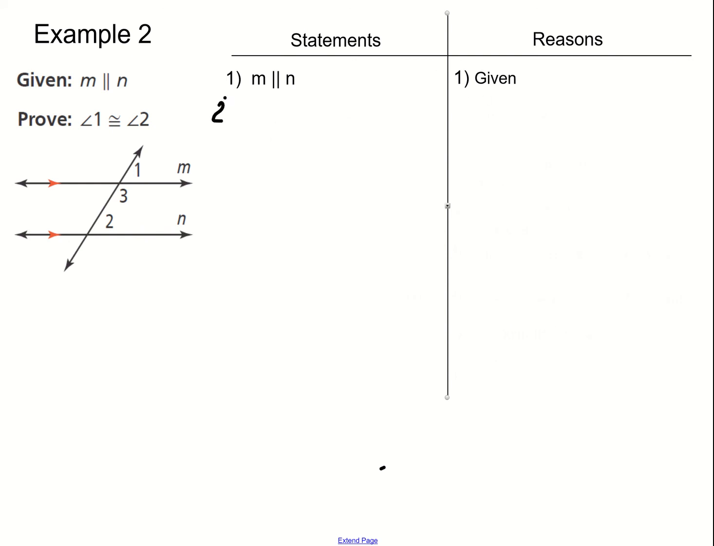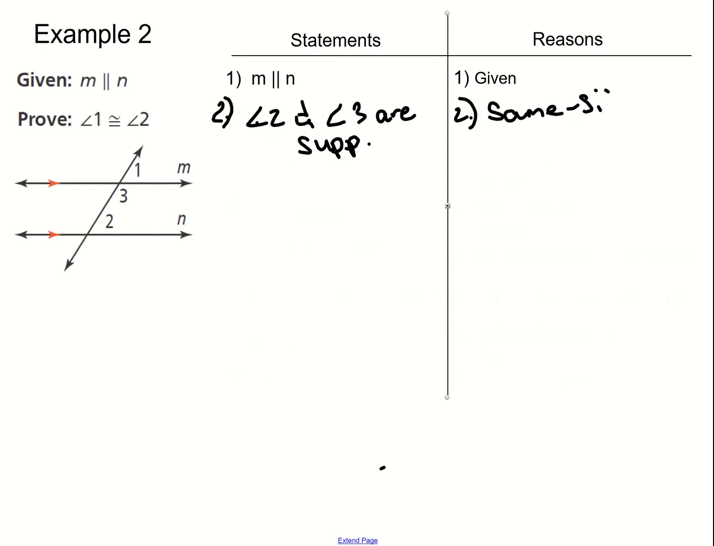So let's start with our second statement. For our second statement, we know from the same side interior angles postulate that angles 2 and 3 are actually the same side interior angles, and they add up to 180. So we're going to go ahead and say that they're supplementary, kind of like what we did in the previous problem. So angle 2 and angle 3 are supplementary. And the reason is that this is from the same side interior angles postulate.